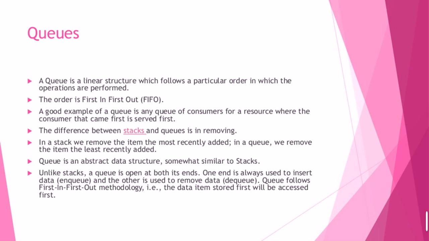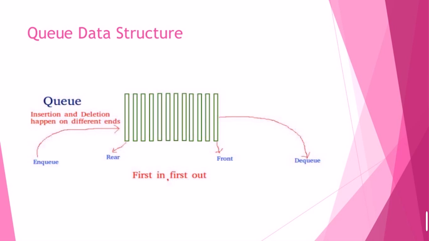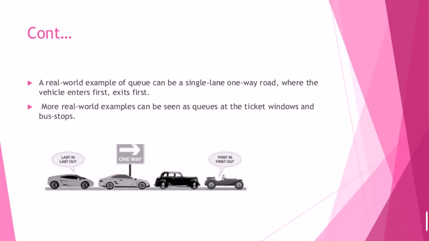Fine. This is the diagram of a queue. There is insertion and deletion, and they happen on different ends. Enqueue is insertion and dequeue is deletion. Front and rear are the terms used. Rear is for insertion and front is for deletion. So at the front end the deletion happens and at the rear end the insertion happens. So in a queue you will be using front and rear. Now this is an example of a one way road, a real life example of a queue.